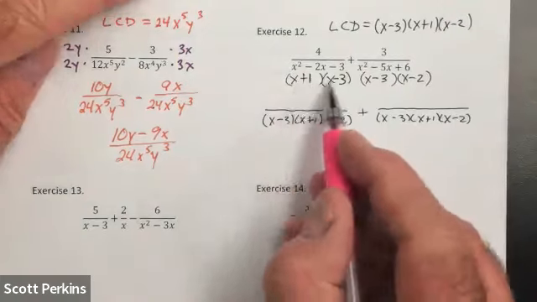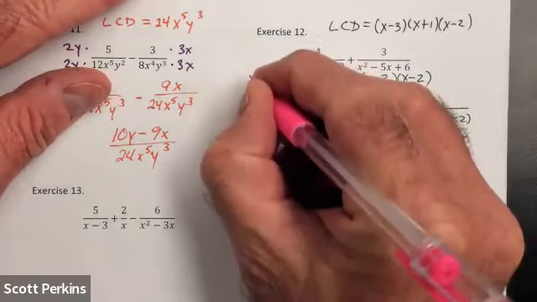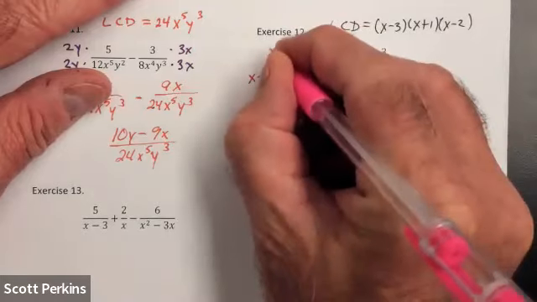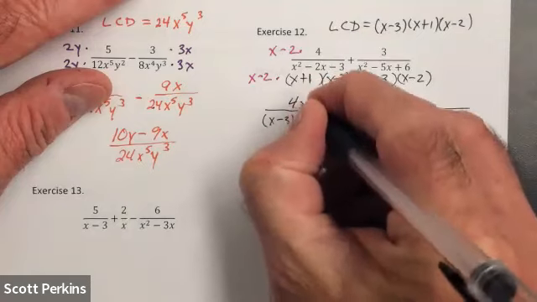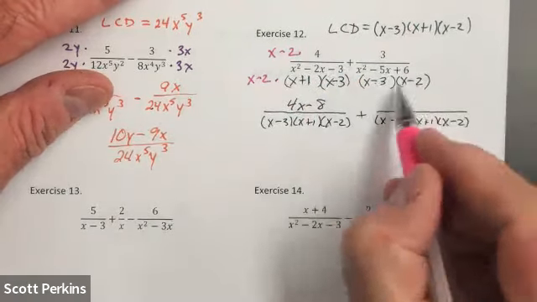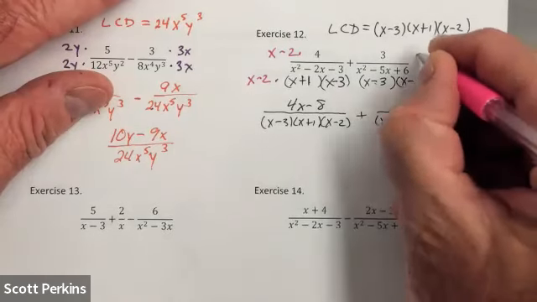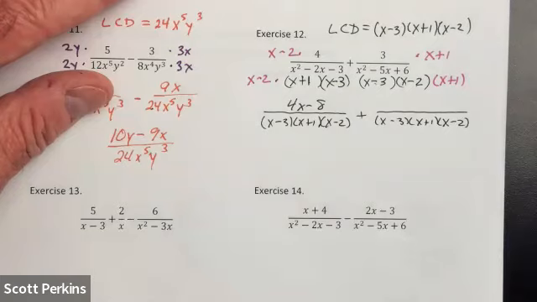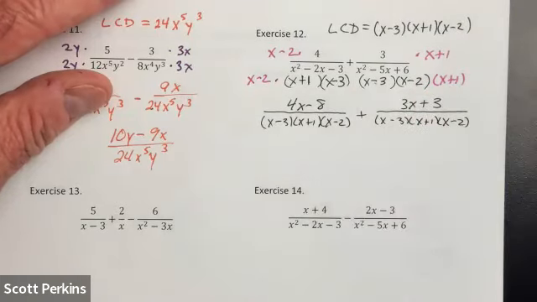The thing that's missing from the first fraction is the x minus 2. So we'll multiply there by the x minus 2. And so in the numerator, that makes 4x minus 8. And then the thing that's missing from the second fraction is the x plus 1. So I'm going to multiply by x plus 1 right here. And so that's going to make 3x plus 3 in the numerator.